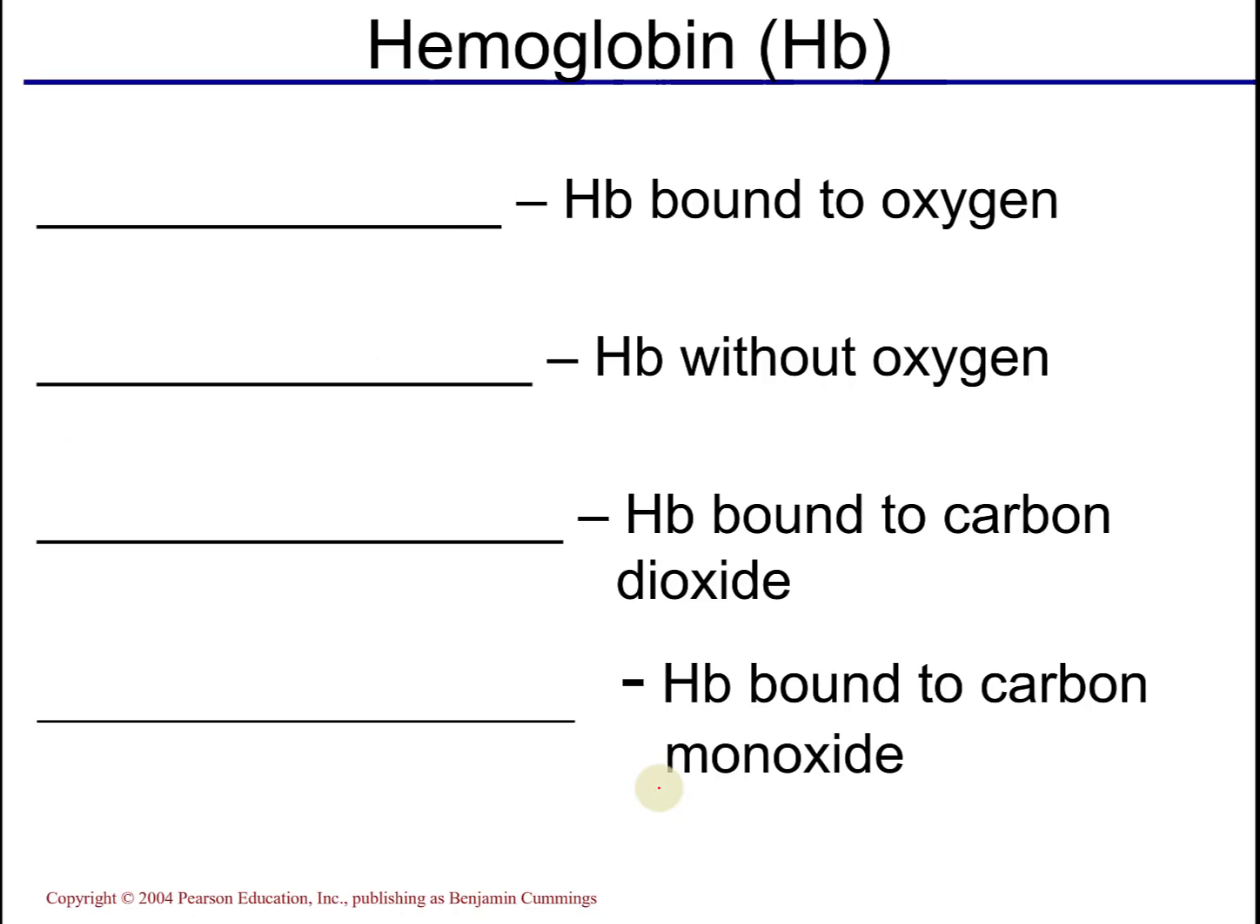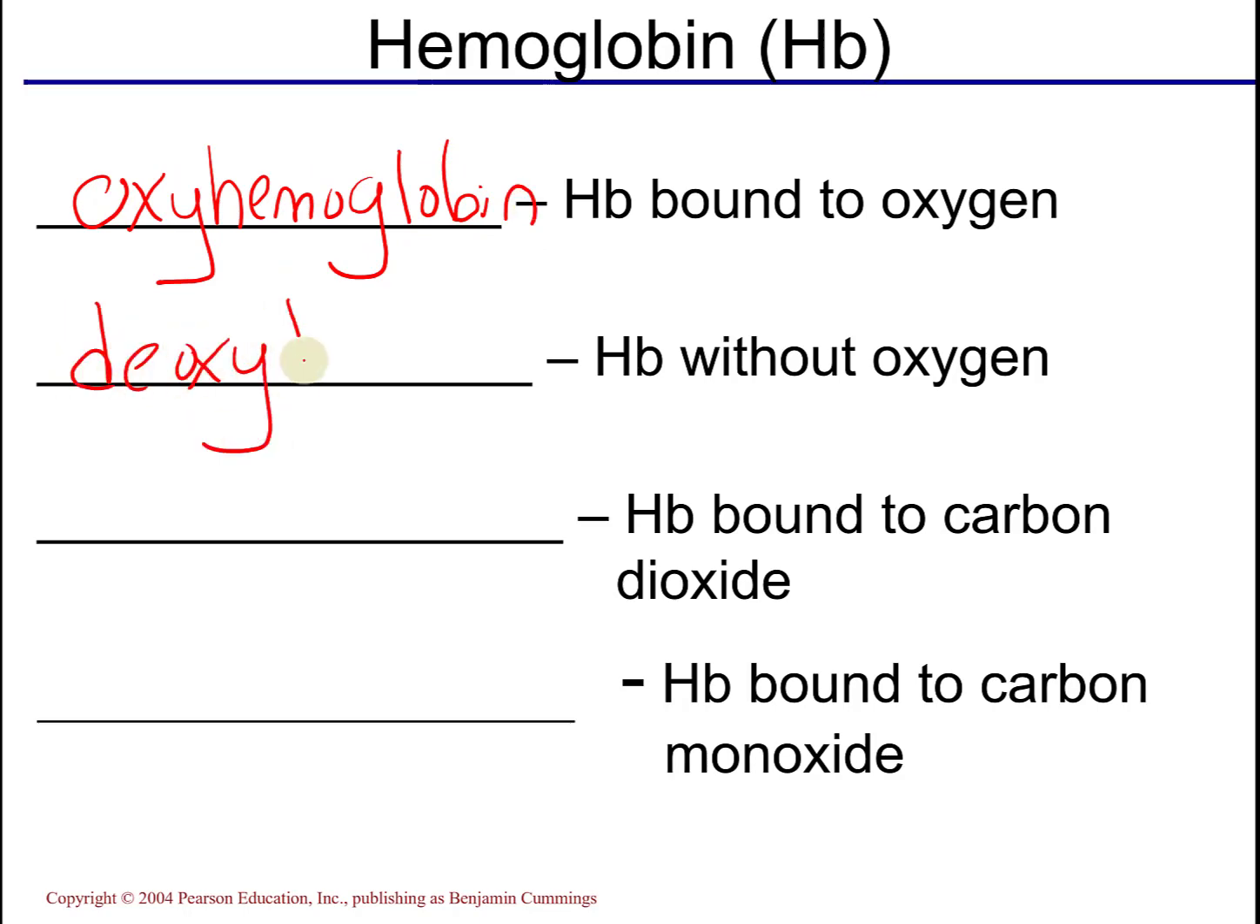Okay, so a couple of things about hemoglobin. There are different names for it depending on what's bound to it. When oxygen is bound to hemoglobin, they call it oxyhemoglobin. When oxygen is not bound to hemoglobin, they call it deoxyhemoglobin. Carbon dioxide can bind to hemoglobin also, but when it's bound, they call it carbaminohemoglobin.